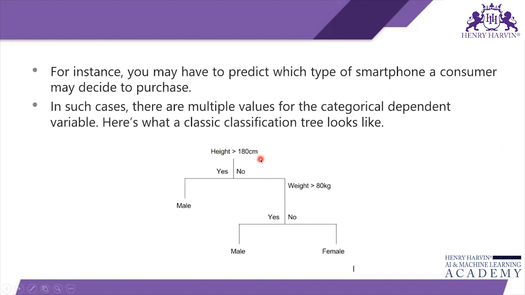If the height is greater than 180, then we can say that the person is male. If the height is not greater than 180, then upon the factor of weight, if weight is greater than 80, then the person is male, or if the weight is not greater than 80, then we can say that the person is female. Now a student can ask me a question like, sir, you are saying that if weight is greater than 80, then the person is male, but there are also females whose weight is greater than 80 kg.